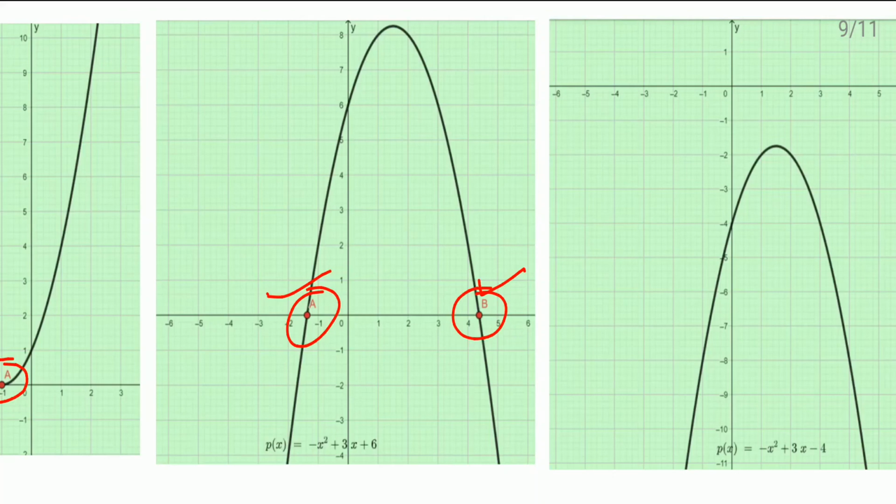So these three possibilities are there for quadratic polynomials. It means a quadratic polynomial has at most two zeros. That means no zeros possible, 1 zero possible, 2 zeros possible. Correct? So these three possibilities are there for quadratic polynomials.